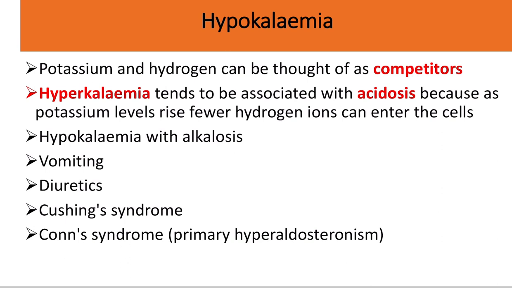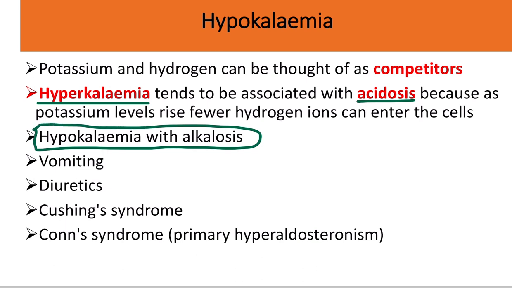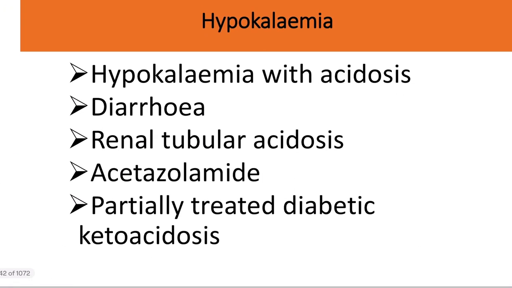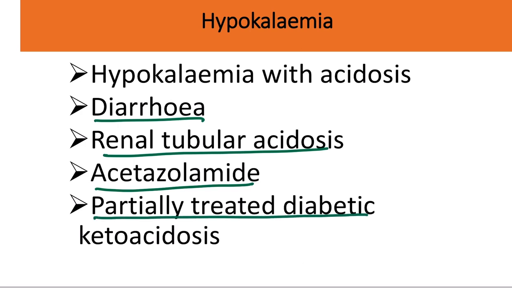Hyperkalemia is usually associated with acidosis, and hypokalemia is usually associated with alkalosis. Some peculiarities may be present, but these are the usual rules. Vomiting and diuretics can also cause hypokalemia. Cushing syndrome and Conn syndrome also cause hypokalemia. Then diarrhea, renal tubular acidosis, acetazolamide, and partially treated diabetic ketoacidosis are also responsible for hypokalemia.